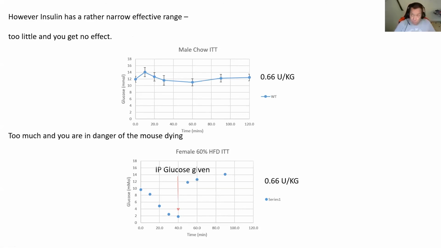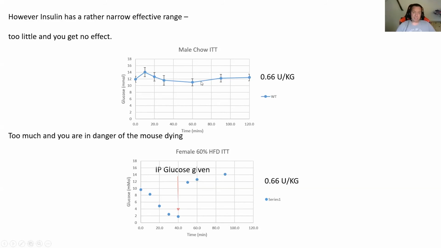However, one of the biggest problems with ITTs, this is quite a nice test, is that insulin has a really narrow effective range. And if you have too little insulin, you get no effect. So this is actually an ITT. It looks a bit more like a GTT than an ITT. This was male mice on a chow diet, and they were injected with 0.66 units per kilogram. And you actually see an injection stress effect, and then really you get almost no drop below baseline in this group of animals.